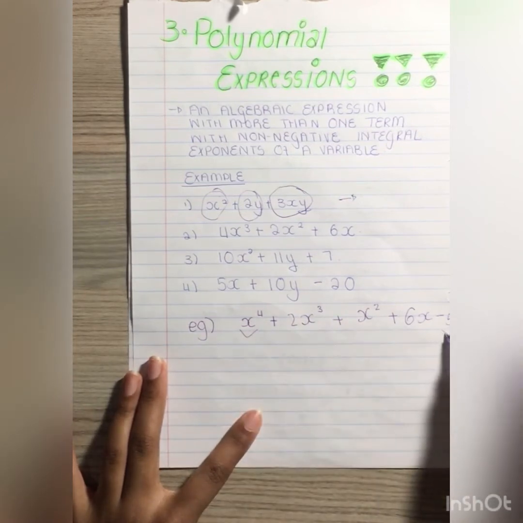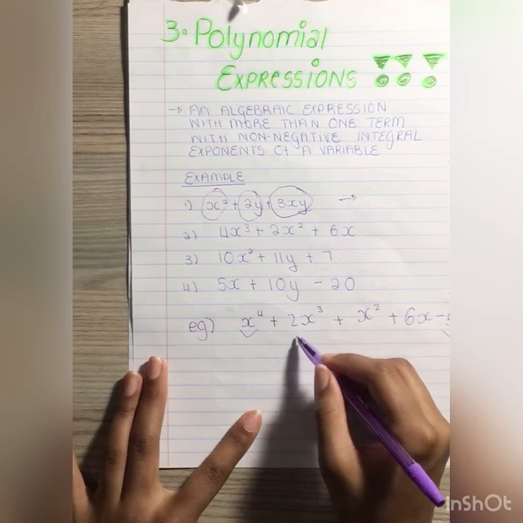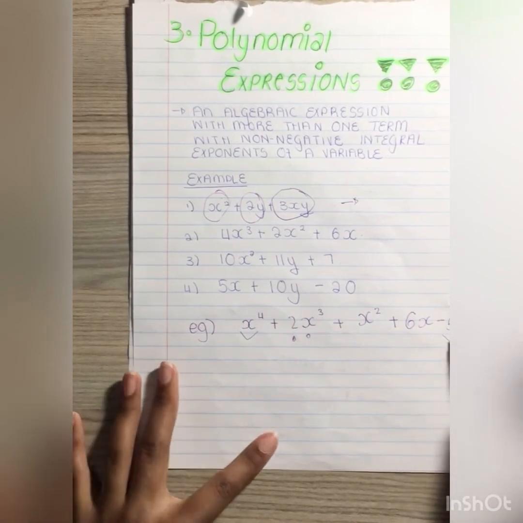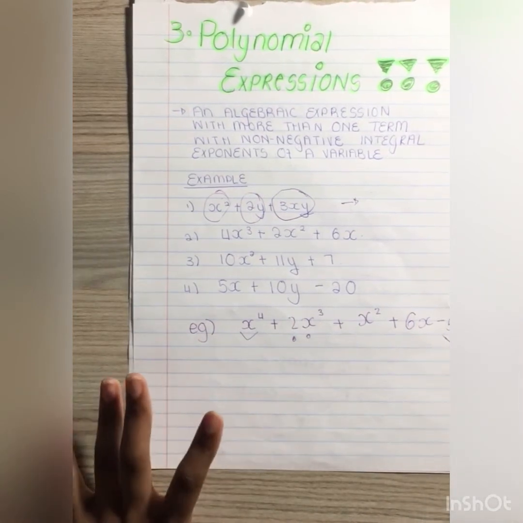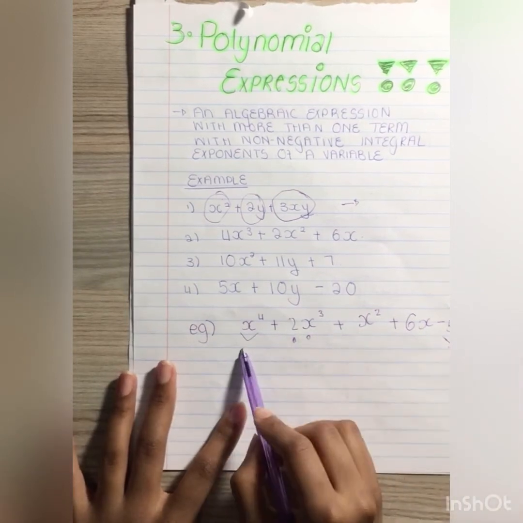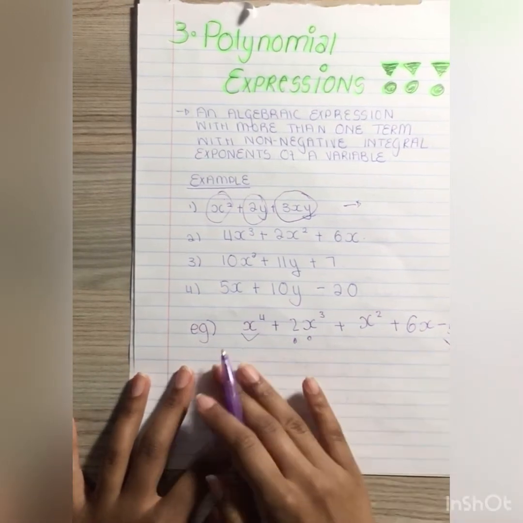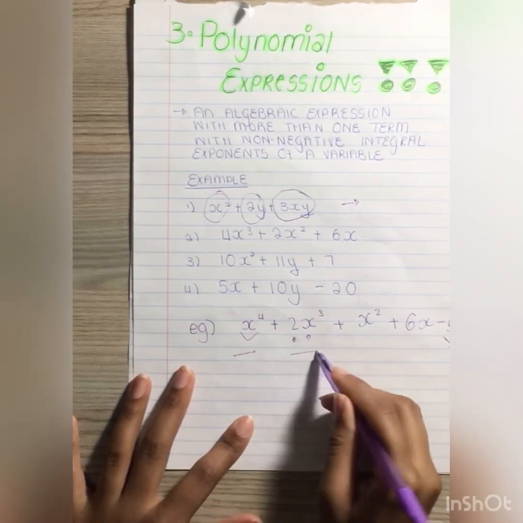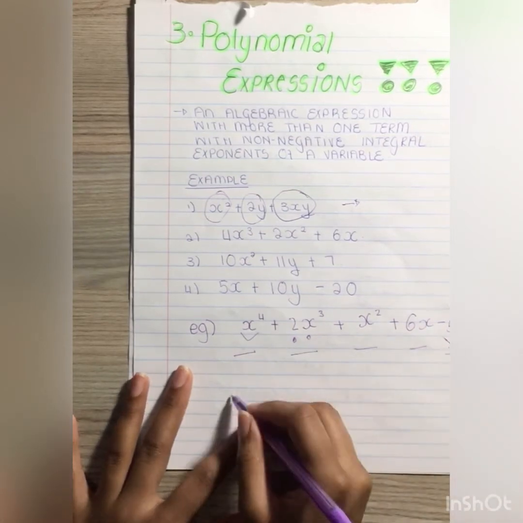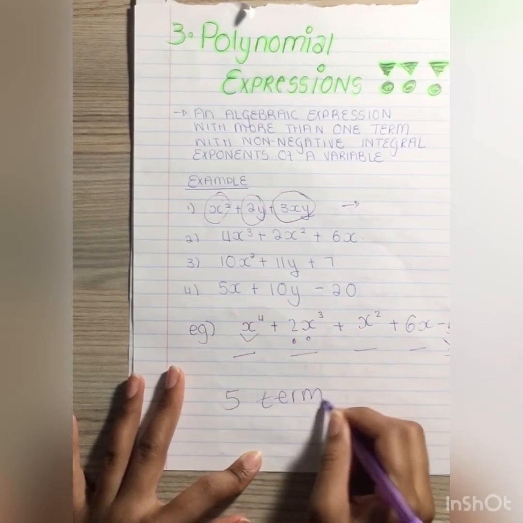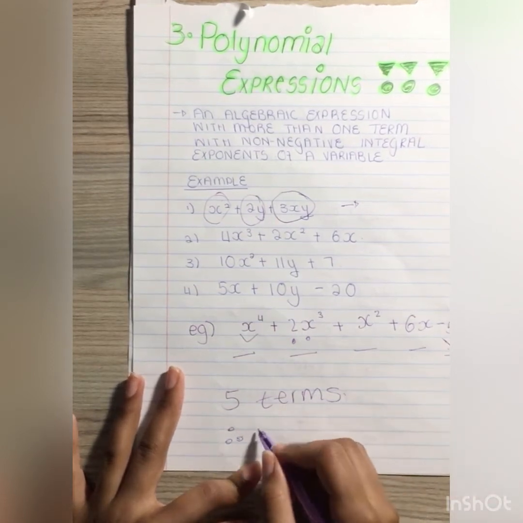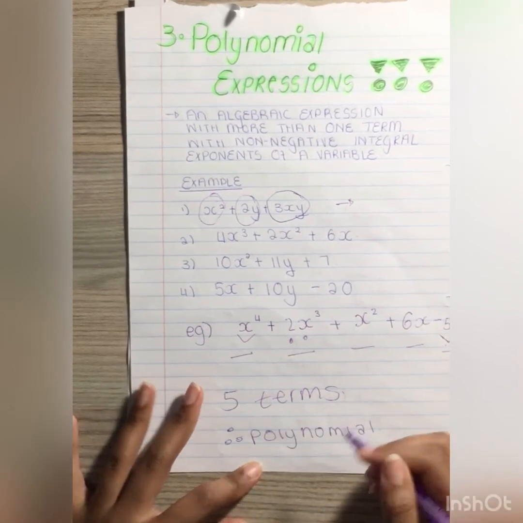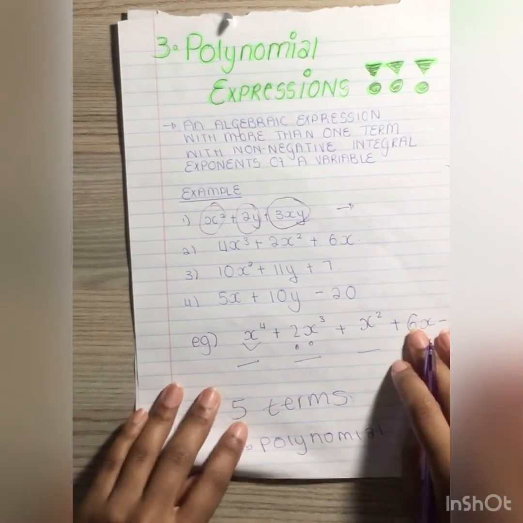And also keep in mind that terms are not only variables, nor are they only constants. They could also be a number, a coefficient, and a variable. Okay, they could be constants only, or they could be variables only. So if we look at this expression, in essence it consists of 1, 2, 3, 4, 5 terms. Therefore, we could say it is indeed a polynomial expression, okay?